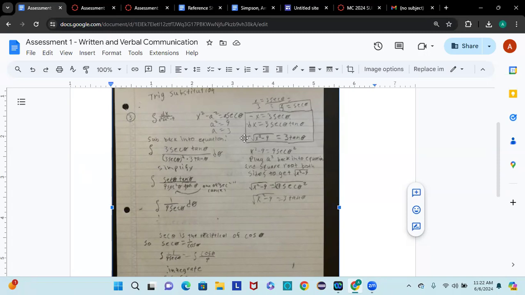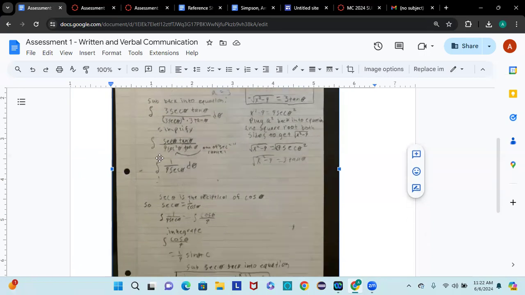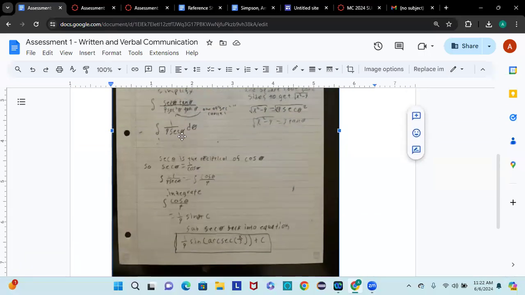So knowing all that, I then solved what I could back into the equation. So I got 3 secant theta tan theta, over 3 secant theta squared times 3 tan theta. I simplified, crossed out the like terms. I was able to end up with 1 over 9 secant theta.